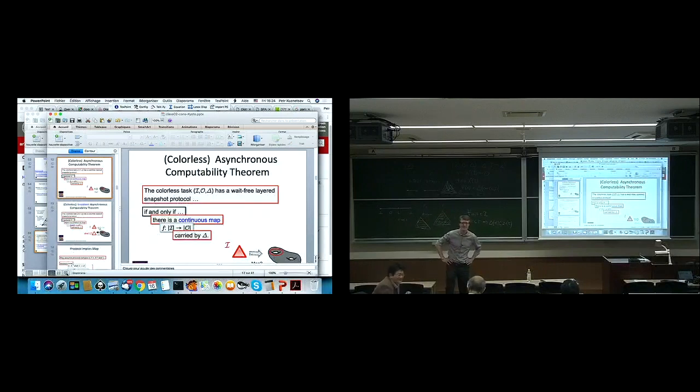Ask about the proof of asynchronous computability itself. Can you extract a program from a chromatic simplicial map? So how is the proof? So there are two directions, right? It's a characterization. So one direction is you start with a program and you build a simplicial map. That's easy, because the program itself is something which you run for a certain number of steps.